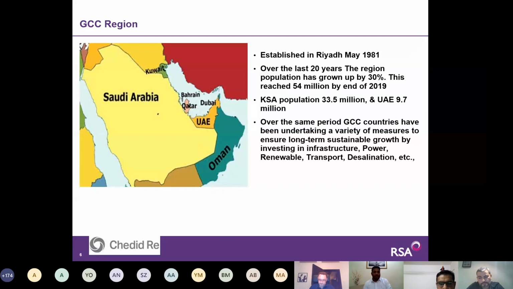Over the same period, GCC countries have been undertaking a variety of measures to ensure long-term sustainable growth by investing in infrastructure, power, renewable transport, and desalination, etc.